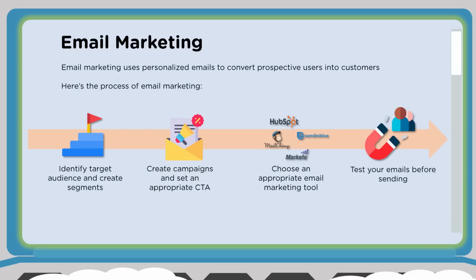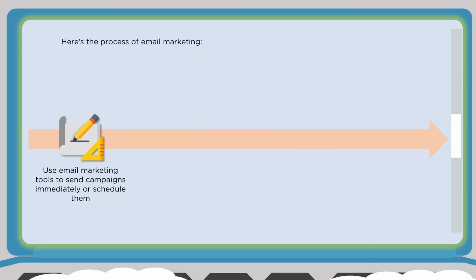So when you choose that email marketing tool, you're going to test your emails before you send them out. And then after you test your emails, you're going to use that email marketing tool to actually send the campaign. You can send the campaign immediately or you can schedule it.